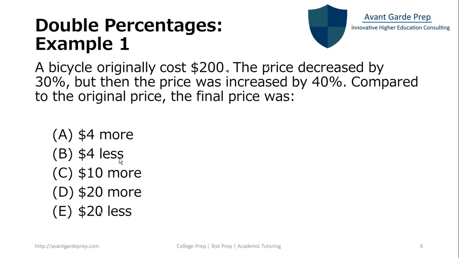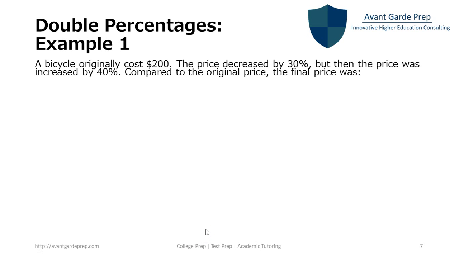Let's recap the information that's given in this problem. Here we have the initial price, then it was reduced by 30%, and then the price was increased by 40%. But that's not really what the problem's asking. It wants you to compare the original price to the final price. So we're going to have to calculate a couple of things and then compare the resulting answer to the original price. First, we calculate the price reduction.